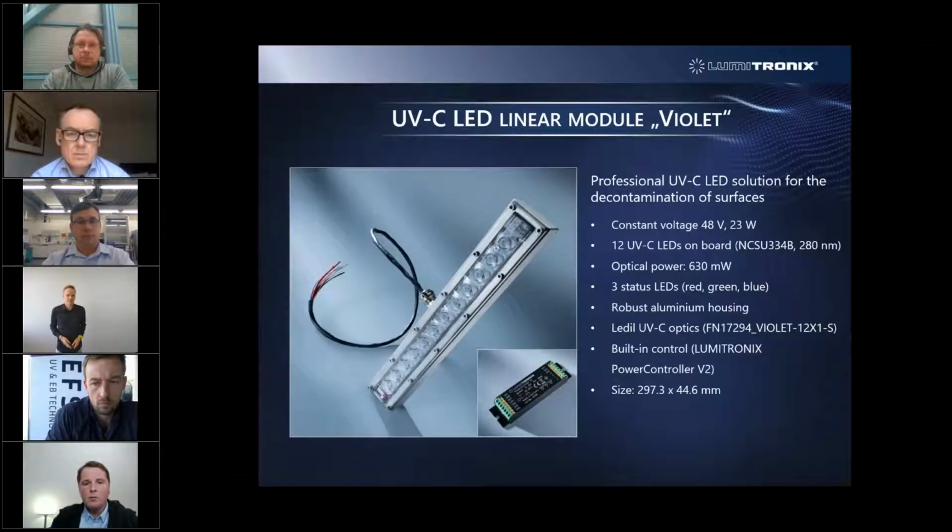So this is our UVC module Violet. We actually have 3 different versions of this module. One is just the plain module. Another one is the module with Nichia LEDs on it, the LED optic on it, and a small housing. And this particular one, the one I already showed, also has our Lumitronics power controller V2 built in for our security concept.